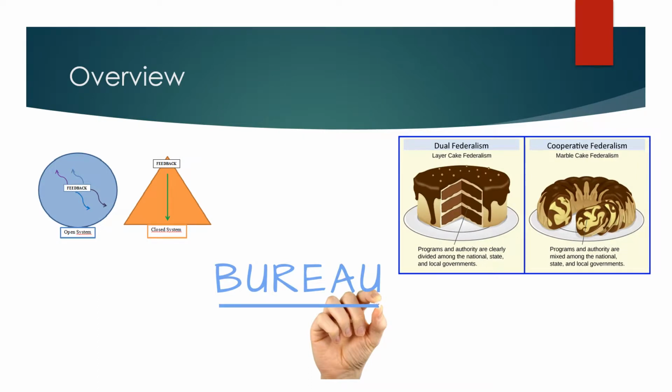So the topics we're going to be discussing are the changes from the early founders' closed systems to open systems, the concept of changing from dual federalism to cooperative federalism, and bureaus and bureaucracies and how they are formed, how the individuals that work within those influence the organization, and how the environment influences the organization.